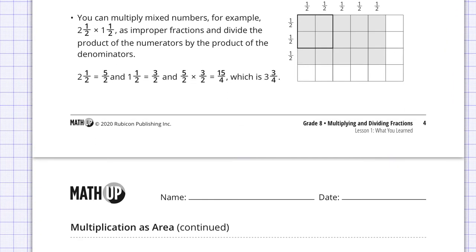Then you can multiply mixed numbers. For example, 2 1/2 times 1 1/2: write them as improper fractions and divide the product of the numerators by the product of the denominators. So the first trick is actually getting these mixed numbers into improper fractions. I'm going to show you how I think of it first, and then I'll show you a trick to do it really quickly.